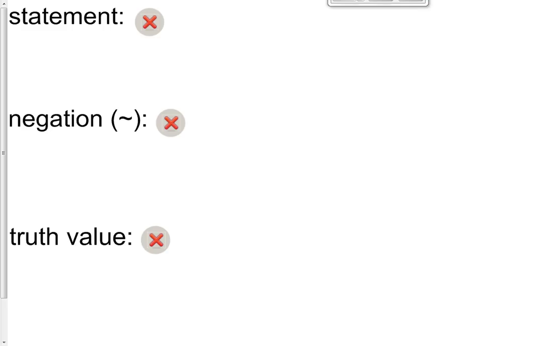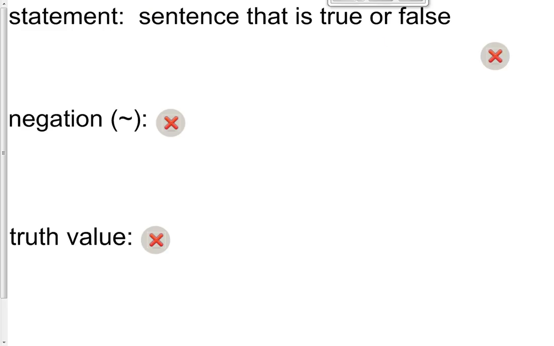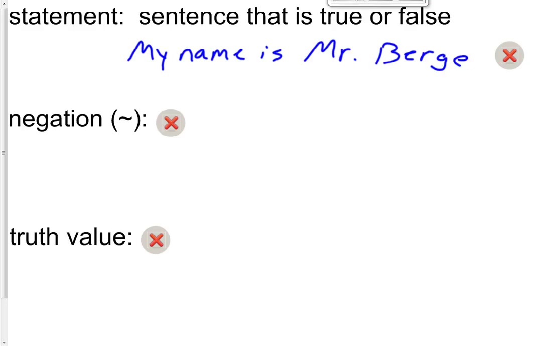We're first going to define what a statement is. A statement is just a sentence that is either true or false. We use a lot of statements in mathematics, especially in geometry, and we decide whether a statement is true or false. I'll start off with a very silly example. My name is Mr. Berge. That is a sentence that is either true or else it is false.